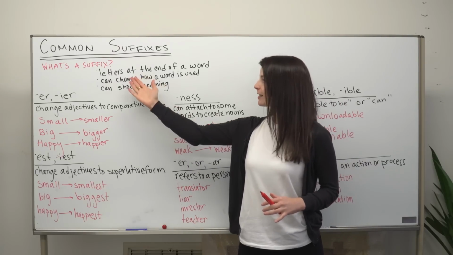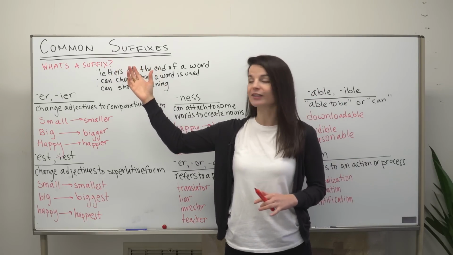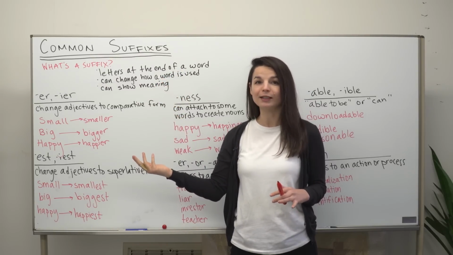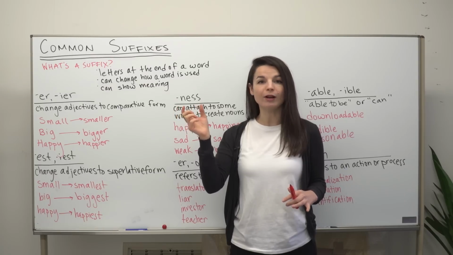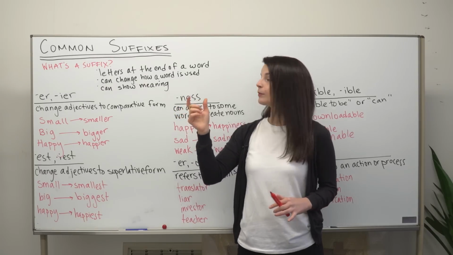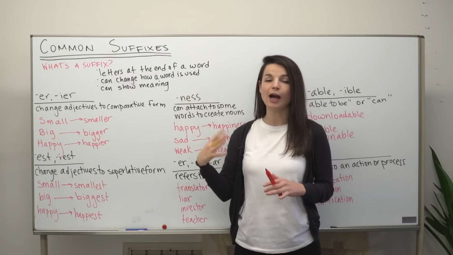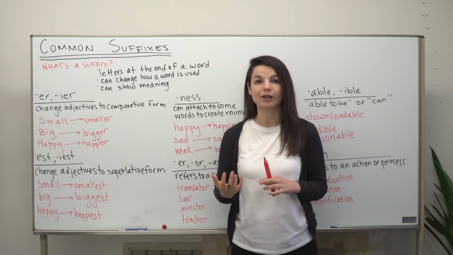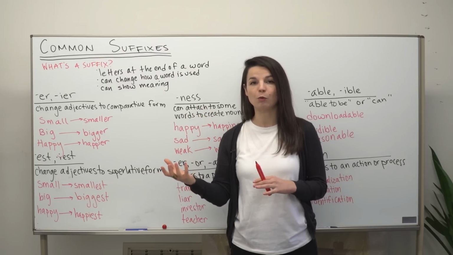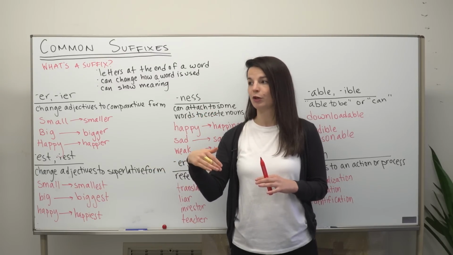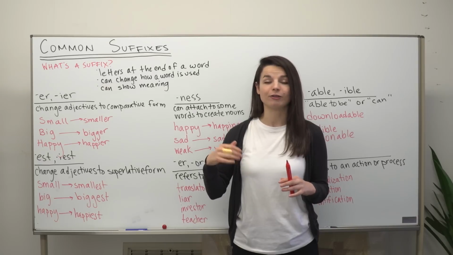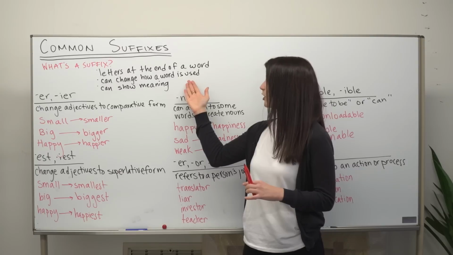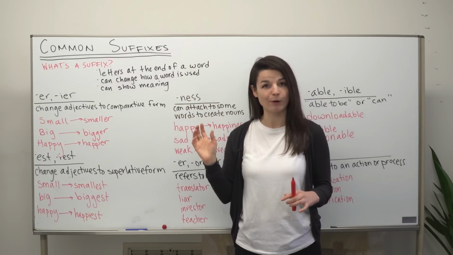So suffix. A suffix refers to the letters that come at the end of a word. These can be like 2 letters, maybe 3 or 4 letters. It's like a short group of letters at the end of a word. Suffixes can change how a word is used. By this I mean it can change the grammar of the word. So meaning changing a word from an adjective or changing a word from a verb into a noun, for example, or into the comparative form of an adjective. So these can change how a word is used in terms of grammar.